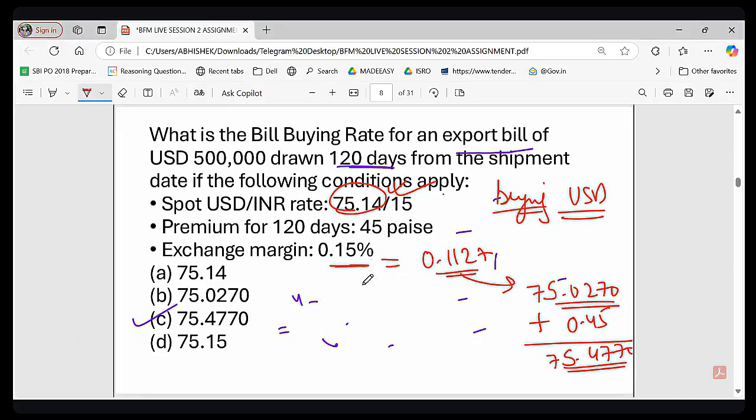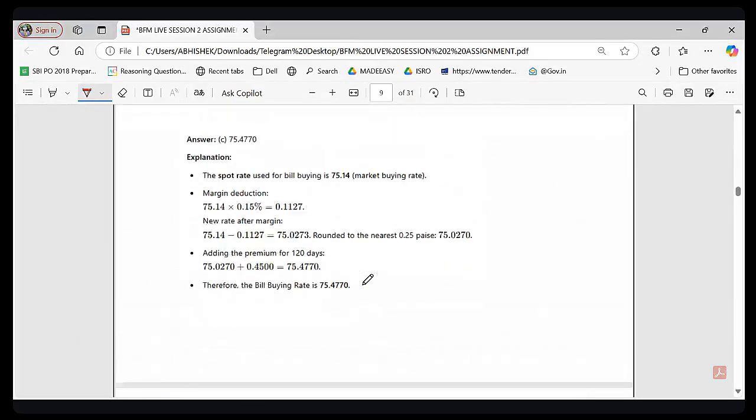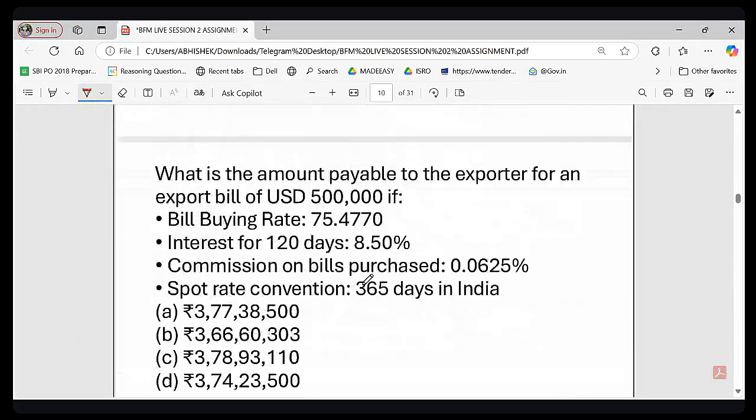Very good, Govind. Clear. So this is the explanation part. Now let's move to the next question. This question involves calculation of the amount payable to the exporter for an export bill. It will test your ability to apply concepts like interest calculation, commission, and exchange rate. The question is, what is the amount payable to the exporter for an export bill of USD 5 lakh?